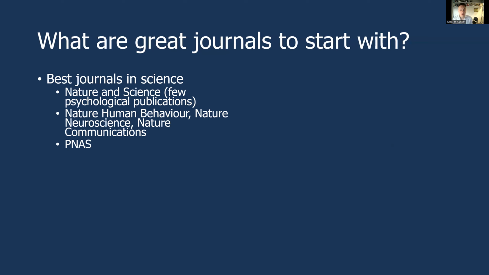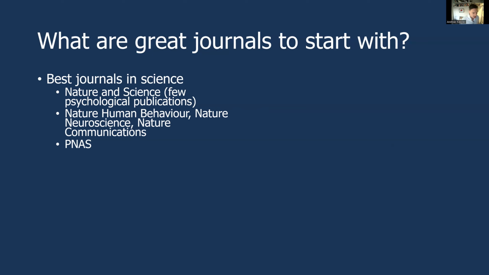Nature and Science, there are very few psychological publications, really top journals that are not specifically psychology. They are Nature Human Behavior, Nature Neuroscience, and Nature Communications. These are places where I have also published and I try to publish. They have a lot of psychological content, massive impact factors.